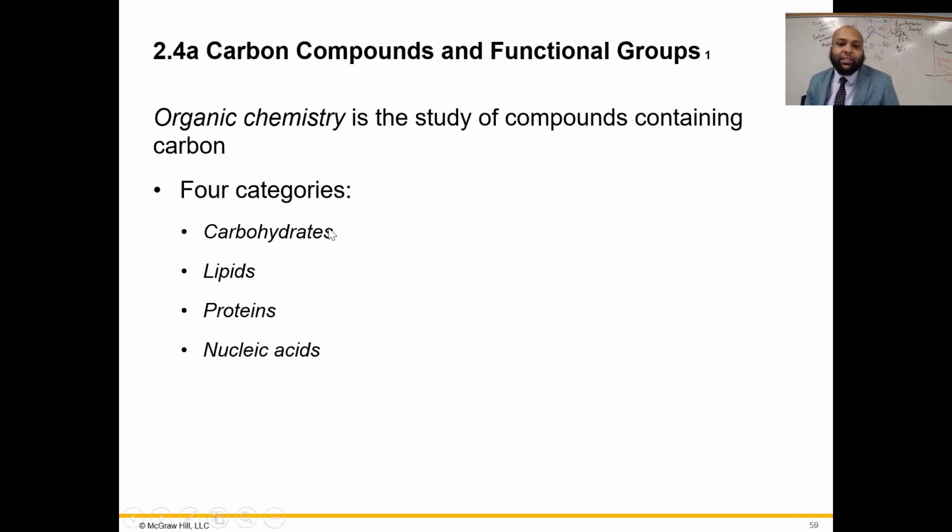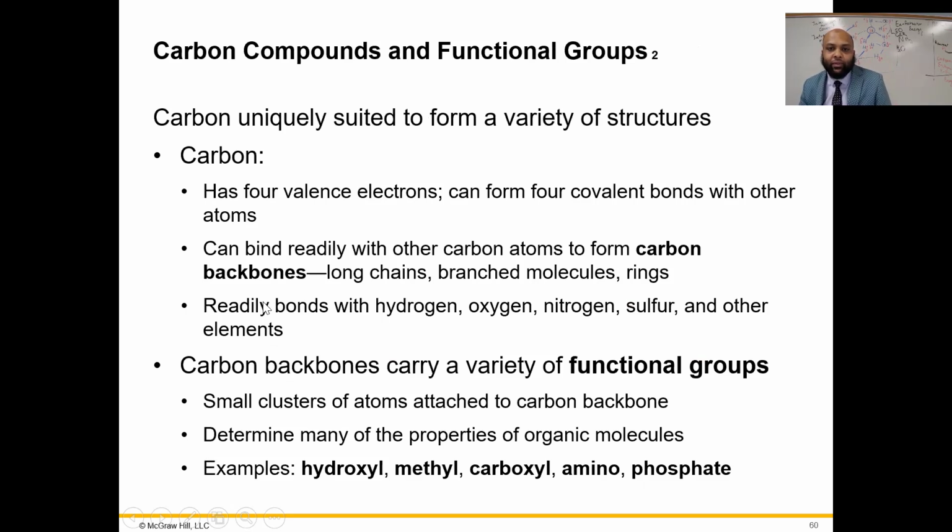Now we have four classes of compounds. We have carbohydrates, lipids, proteins, and nucleic acids. These are the four families you need to know. So carbon is uniquely suited to form a variety of structures. Carbon is the backbone of these structures. It has 4 valence electrons, and because it has 4 valence electrons, north, south, east, and west, it can form 4 covalent bonds in these 4 directions.